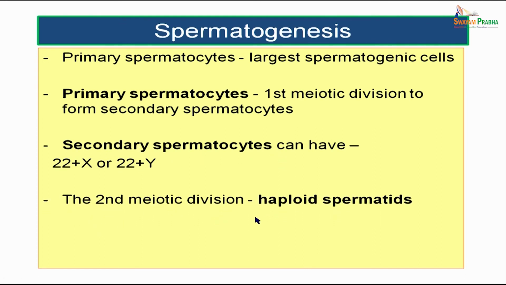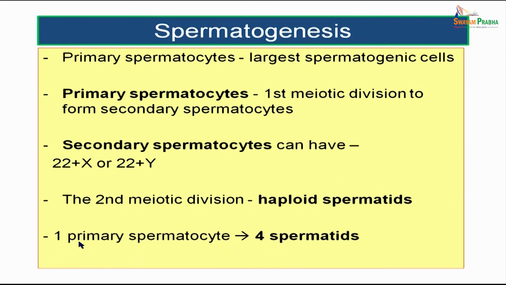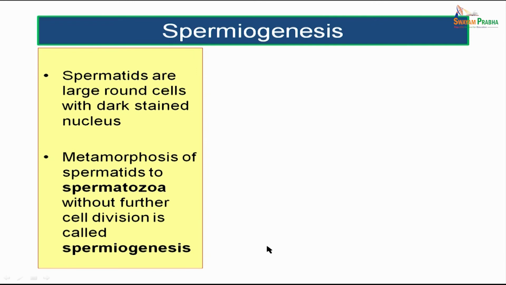Now, the second meiotic division results in the formation of haploid spermatids. So, ultimately at the end of spermatogenesis, one primary spermatocyte leads to the formation of 4 haploid spermatids.